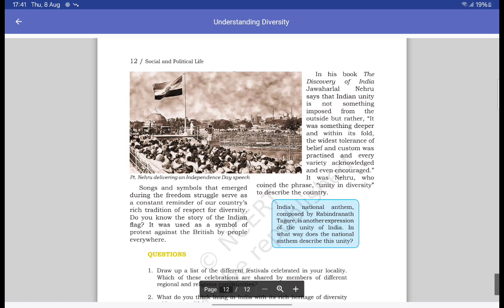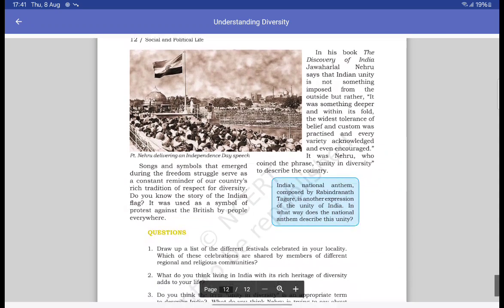In his book, The Discovery of India, Jawaharlal Nehru says that Indian unity is not something imposed from the outside, but rather it was something deeper, and within its fold, the widest tolerance of belief and custom was practiced, and every variety acknowledged and even encouraged. It was Nehru who coined the phrase unity in diversity to describe the country. Now, this is another point, another note, right? Okay, this is important. Write this point as well.